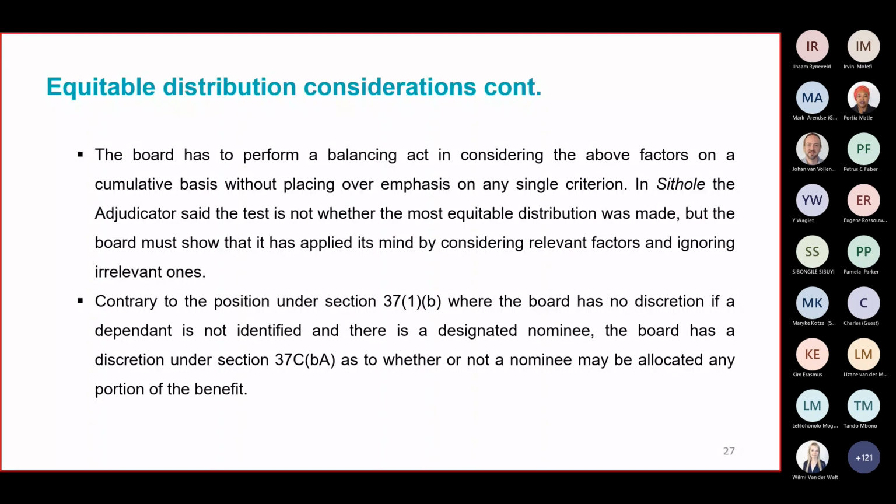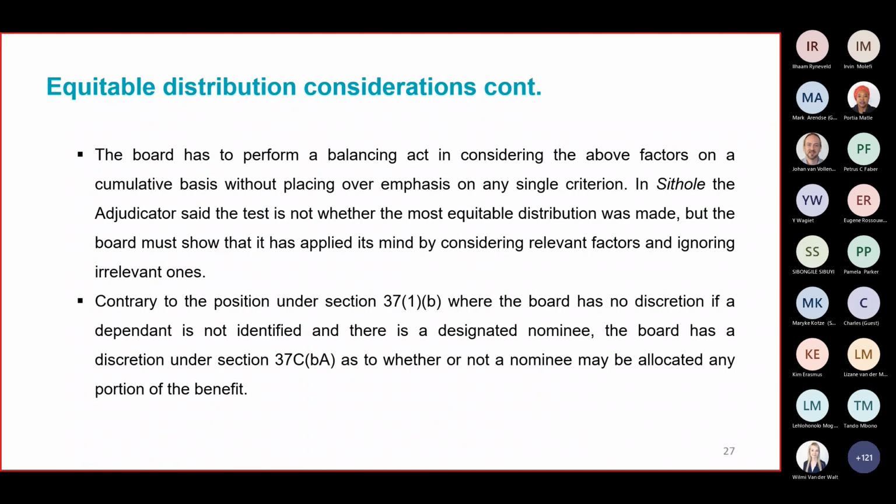The board has to perform a balancing act in considering the factors that have been outlined on a cumulative basis. So it's not as if you nitpick certain factors and ignore others. It has to be on a cumulative basis without, as I said, placing overemphasis on any single criterion. In Sithole, the adjudicator said that the test is not whether the most equitable distribution was made, but the board must show that it has applied its mind by considering relevant factors and ignoring irrelevant factors.